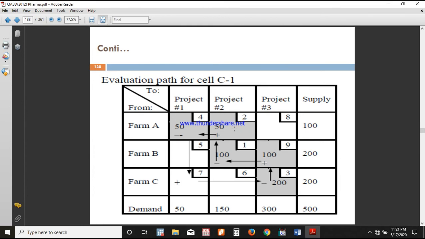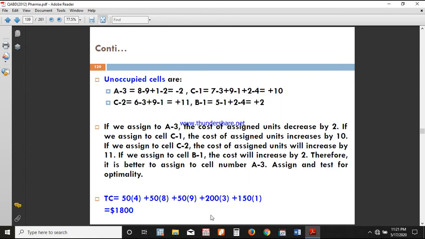Therefore, from the minus sign cells, you can choose the smallest value, that is 50. 50 minus 50 is 0, 0 plus 50 is 50, 50 minus 50, 50 plus 50 is 100, 100 plus 50 is 150. Now the total cost will become 1,800 after remodification through this stepping stone method.